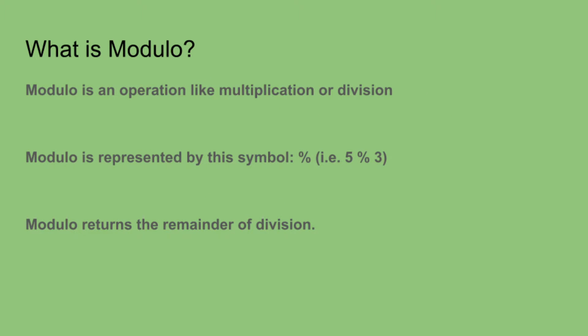So what is modulo anyway? Modulo is an operation much like multiplication or division. It returns the answer of what is the remainder of a division operation. So if we have 5 modulo 3, the answer is going to be 2 because 3 goes into 5 once, and there's 2 left over. In most computer languages, we're going to use the percent symbol to indicate modulo.